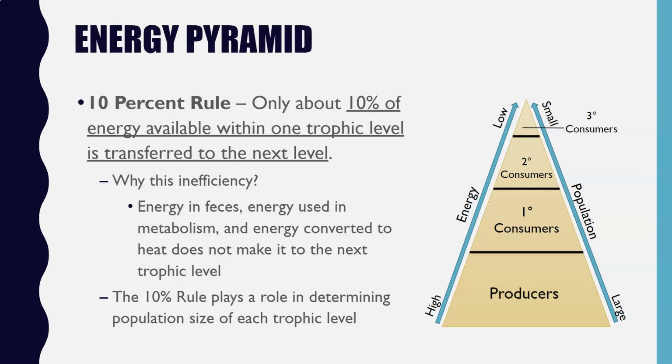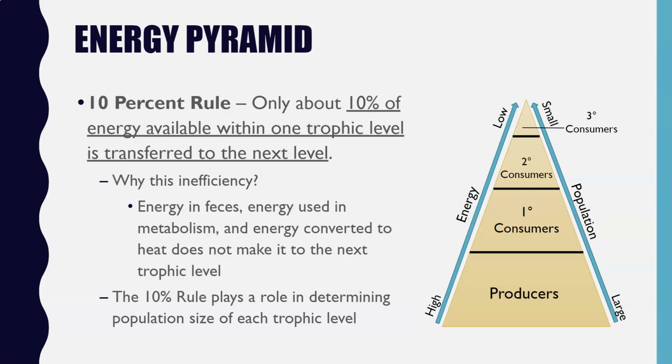People are going to be like, why is this so inefficient? You lose energy through multiple things. So you lose energy to heat, energy converted to heat. You lose energy due to metabolism of whatever plant and animal that is within that trophic level. And then you lose energy in feces, okay, as the plants and animals put out waste products.